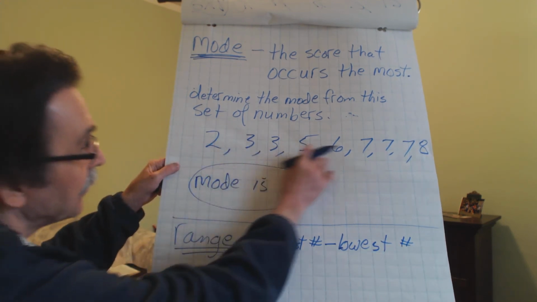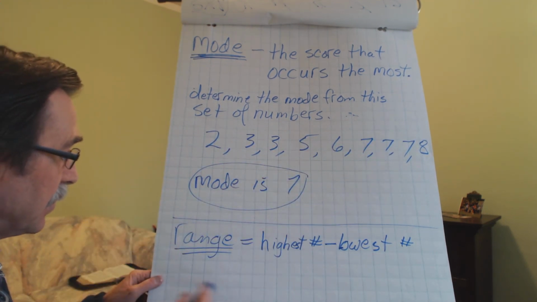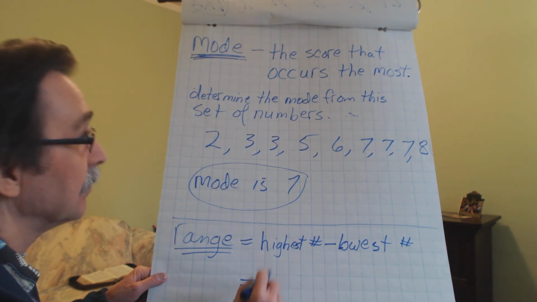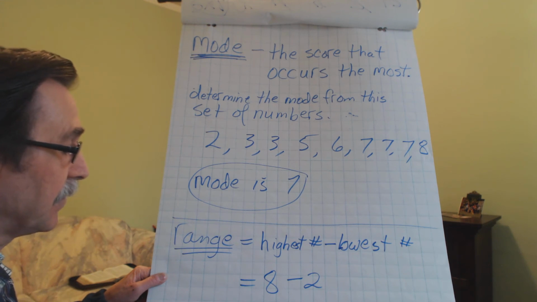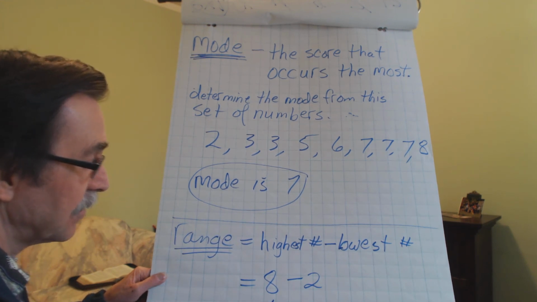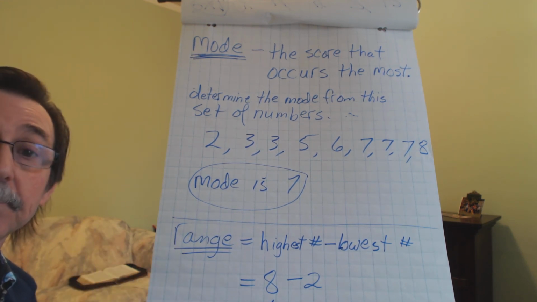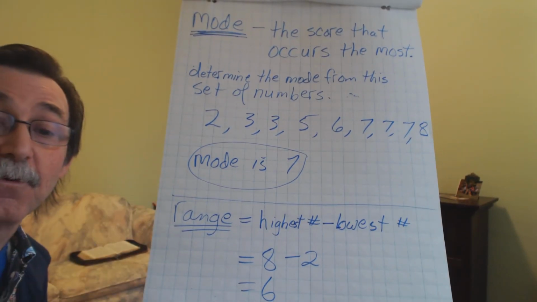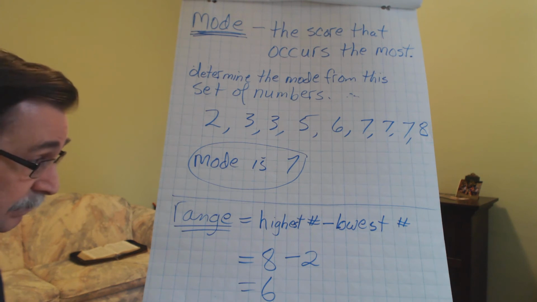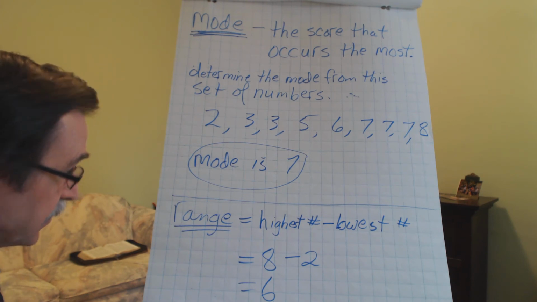So the range of this set of numbers up here, so let's go. It's 8, subtract 2, equals 6. The range is 6. Whoops. There we go. We've got to do 3 oopses in a row. So, okay, there's my 6. That is the range.